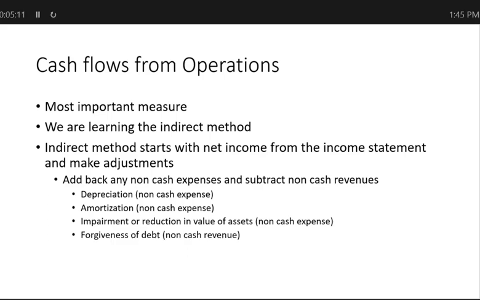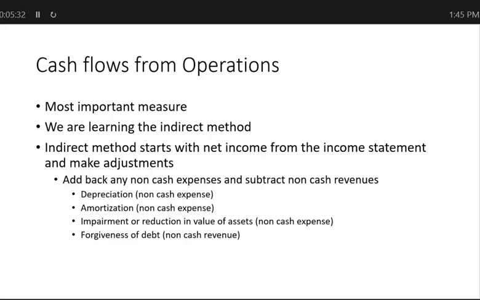So with that indirect method, we're going to start the cash flow from operations section with net income, right from the income statement that we said we already had. We're going to take that net income, and then we're going to adjust that net income to get our cash flow from operations.